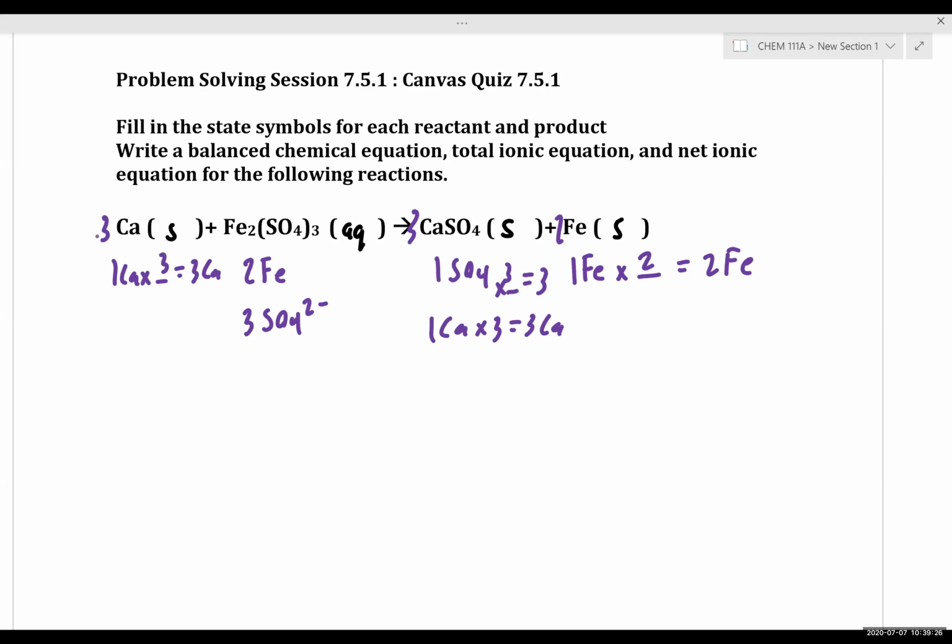And don't be shy to message your proposed net ionic equation or total ionic equation in the chat.